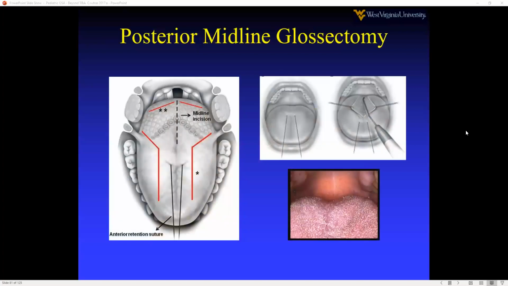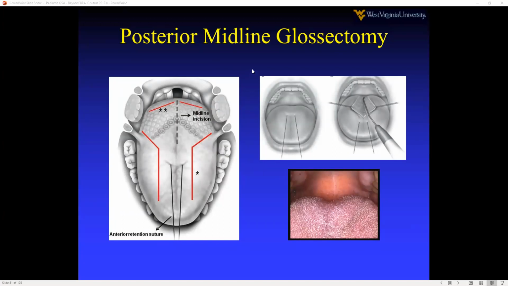Well, what about posterior midline glossectomy? This is a procedure. I just saw a kid back this morning I took care of about 3 weeks ago, and Dad said there was no problem postoperatively, and snoring has stopped, and all sleep symptoms are improved.